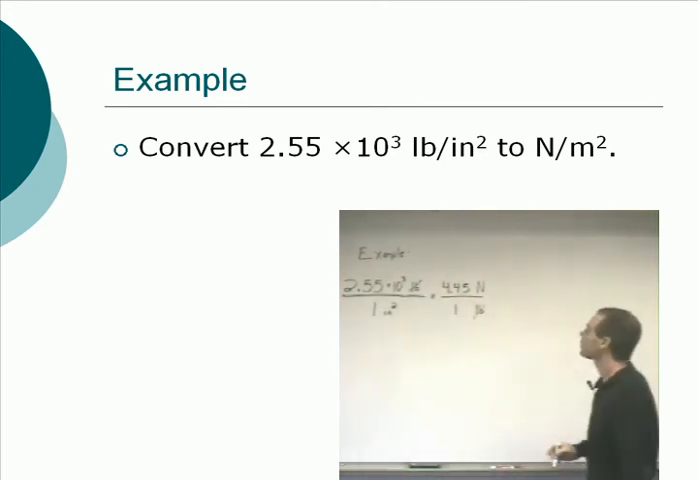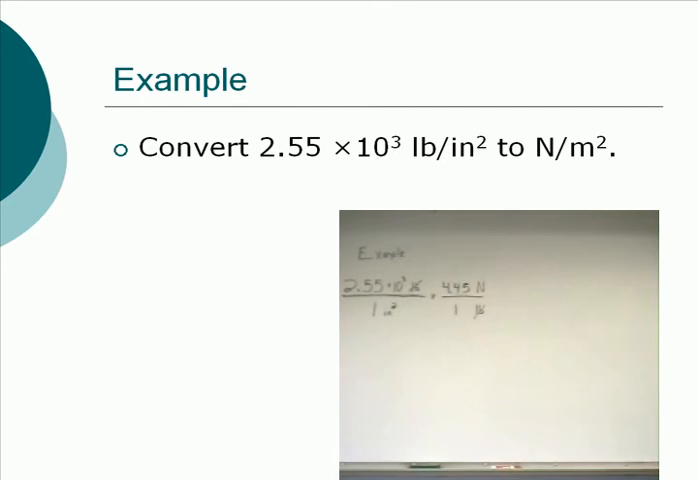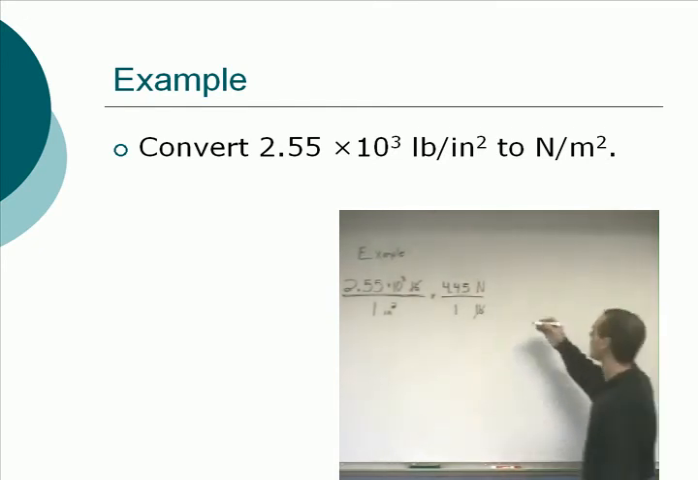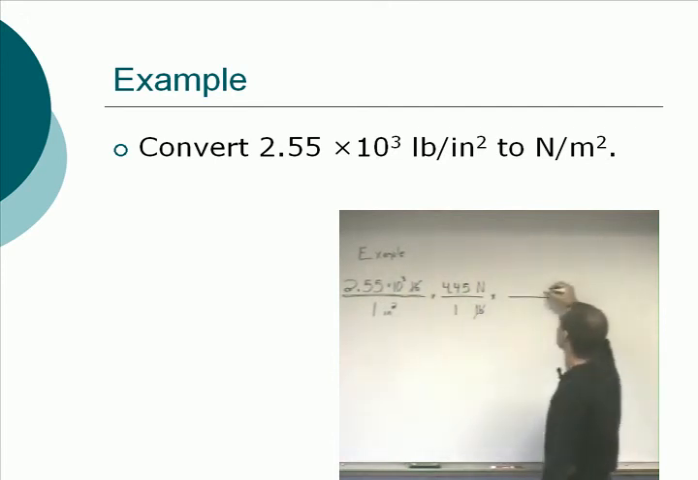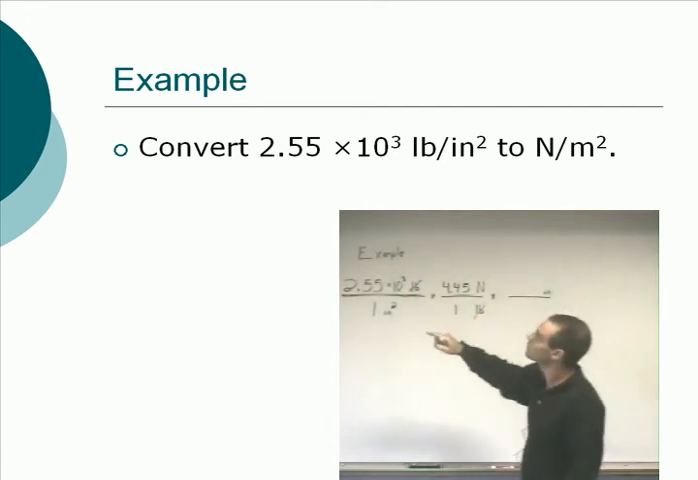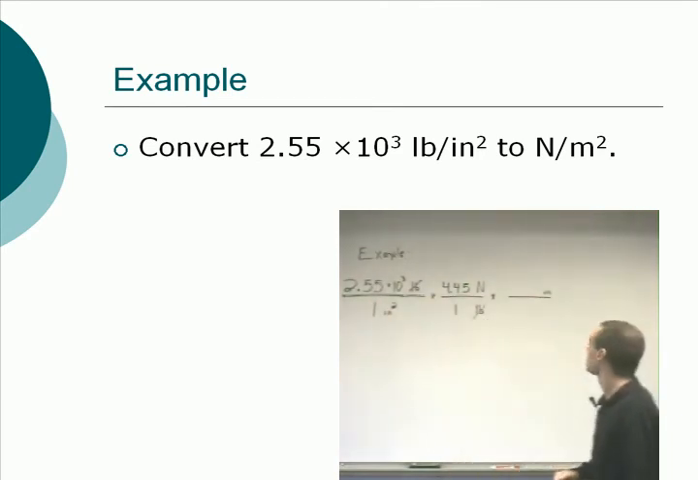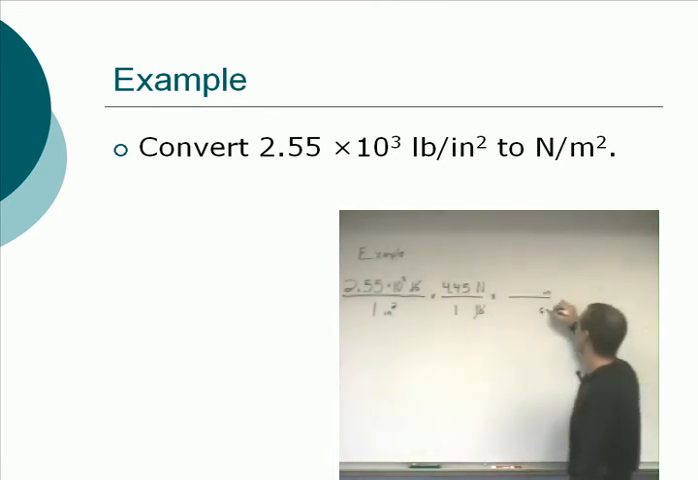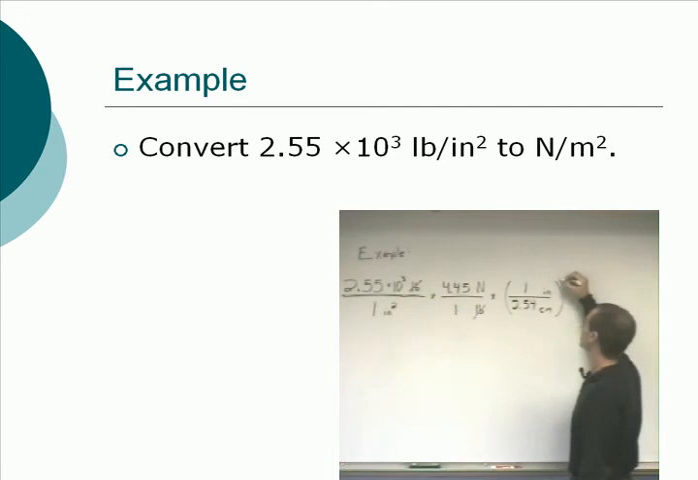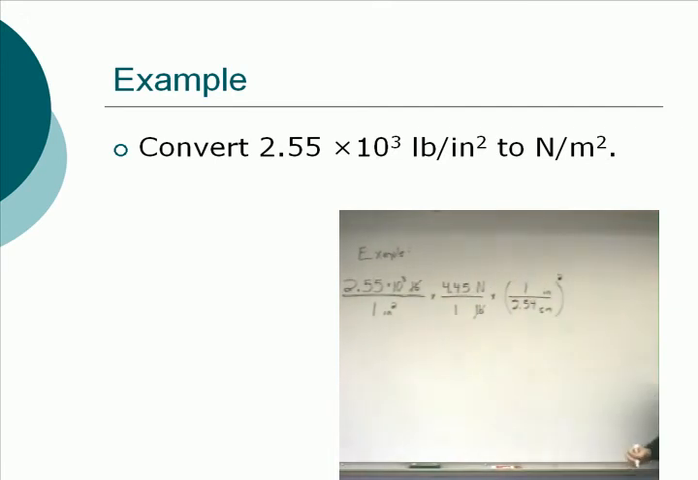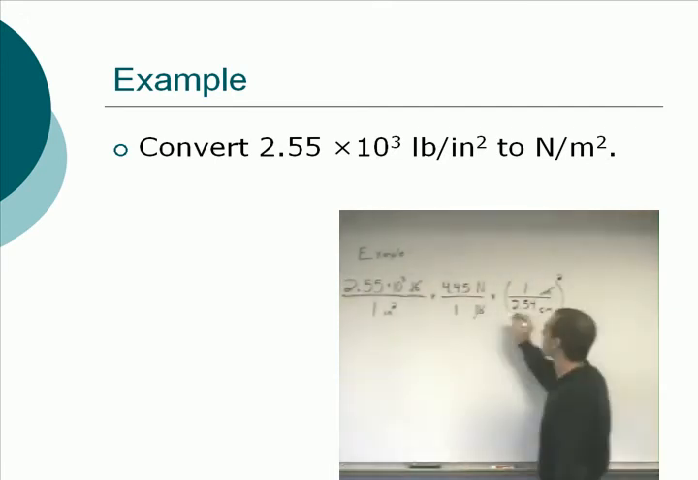If we were to stop there, our result would be in newtons per square inch. So we got to keep going. We want to get rid of the square inches. We want to go to square meters, which we can't do directly unless you know how many inches enter a meter, which you could figure out, but I don't know it. So we're going to go from inches to centimeters. And we have to square that conversion since they're squared units. That'll cancel off the square inches.